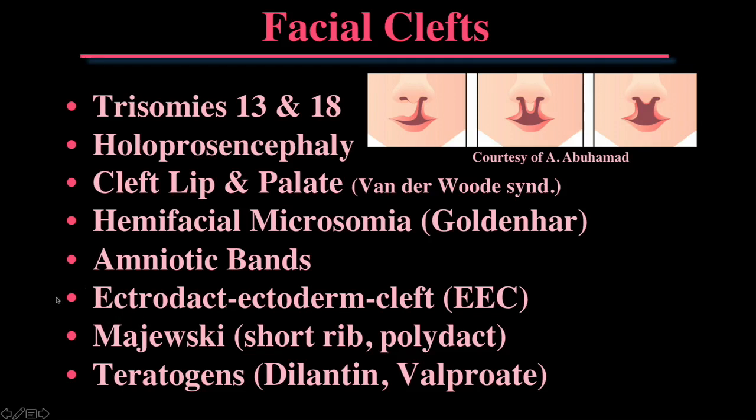Then you have syndromes like EEC, where you have clefting of the hands and feet together with clefting of the face. You can have some of the skeletal dysplasias, in particular short rib polydactyly syndrome type 2, which is Majewski syndrome. It is a short rib syndrome, which is obviously a skeletal dysplasia, but if you see a cleft associated with it, then it's Majewski syndrome, the type 2. So you can really hone in on the syndrome depending on what else you see along with it. And of course, there are teratogens that can lead to malformations, including facial clefts.